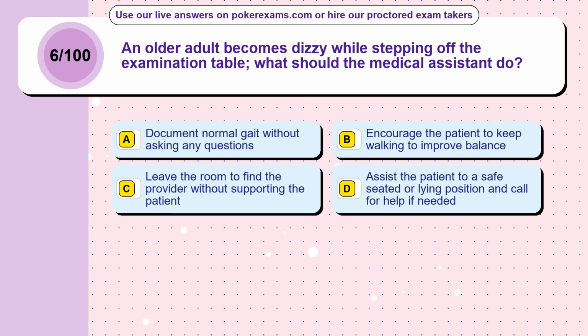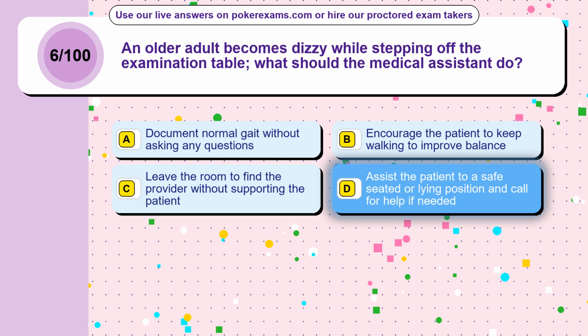Question 6. An older adult becomes dizzy while stepping off the examination table. What should the medical assistant do? Option A. Document normal gait without asking any questions. Option B. Encourage the patient to keep walking to improve balance. Option C. Leave the room to find the provider without supporting the patient. Option D. Assist the patient to a safe seated or lying position and call for help if needed.